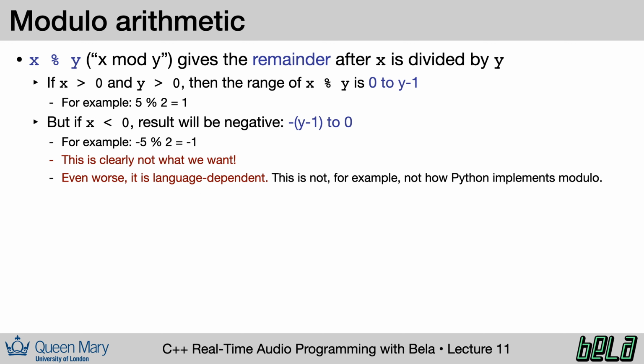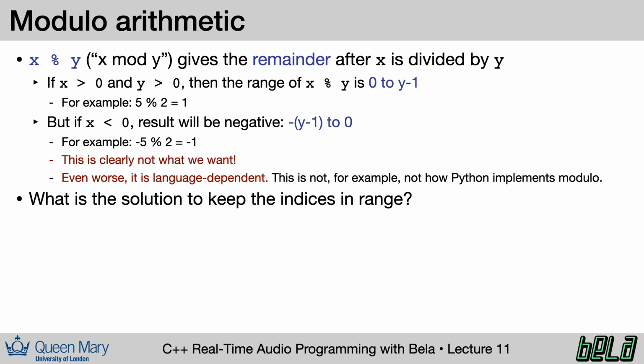The problem is that in C and C++, if the first argument to modulo is less than 0, the output will also be negative. So for example, -5 mod 2 is equal to -1. This is obviously not going to help us because we want a range between 0 and the length minus 1. Another annoying problem is that this behavior is also language dependent. Not every language implements modulo in the same way that C does.